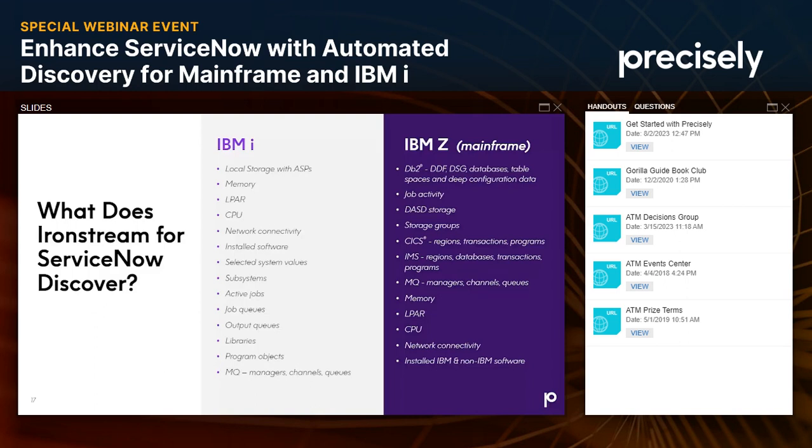Now, these are the building blocks for getting comprehensive visibility and inventory of your IBM platforms. And our customers use these configuration items for a better understanding of what they are actually using and what they have and how it is or is not actually being put into practice.